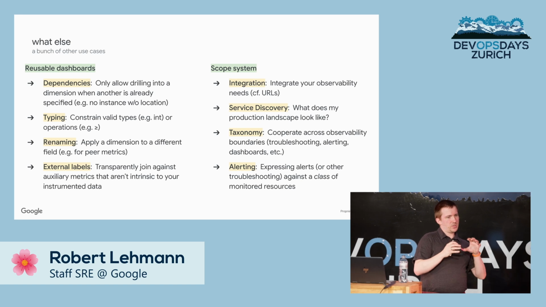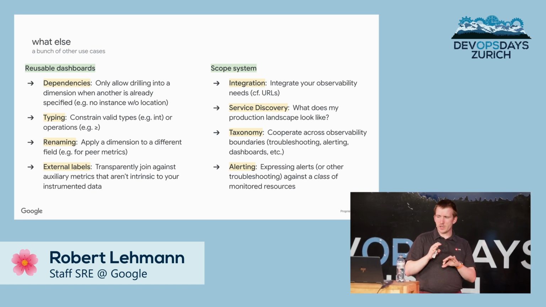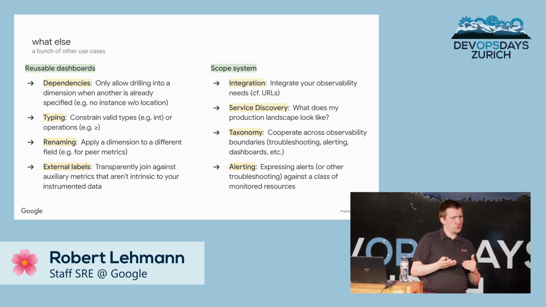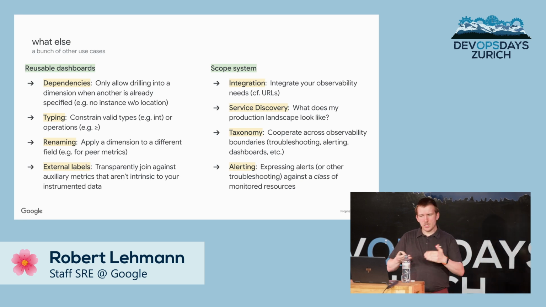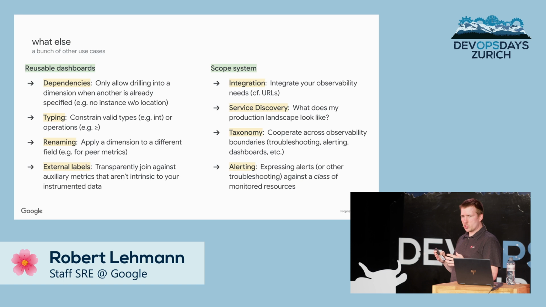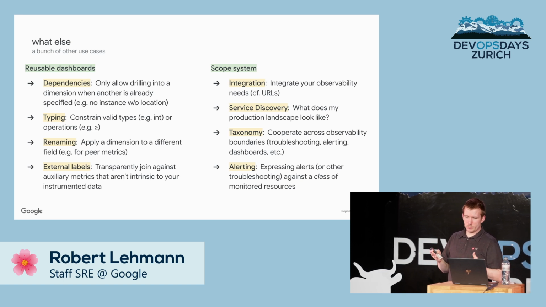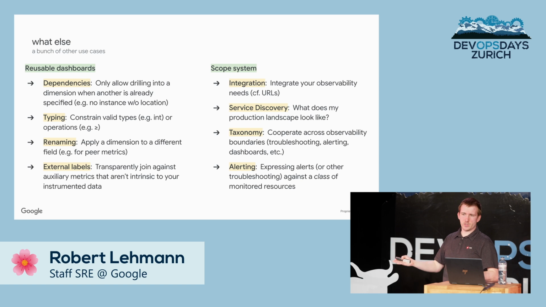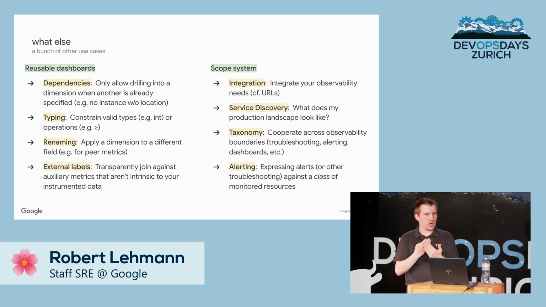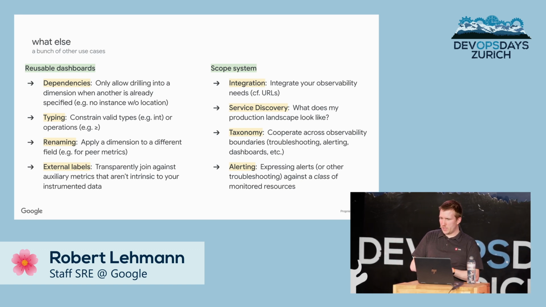Once you have these dimensions and labels, you can make them much more structured, right? You can express dependencies, for example. You can say, it doesn't really make sense to go down into a single instance of a job if you haven't defined a location. Looking at instances across locations, across cloud regions, for example, doesn't make sense. You can also have labels that are not actually exposed by your metric, but are exposed by an auxiliary metric that you then just join against. We already established we need to do some query munging anyway, so you can just join transparently against your metric. And that's just on the dashboard side.